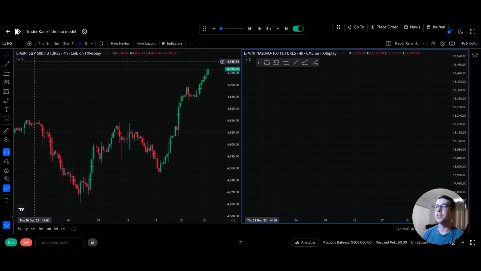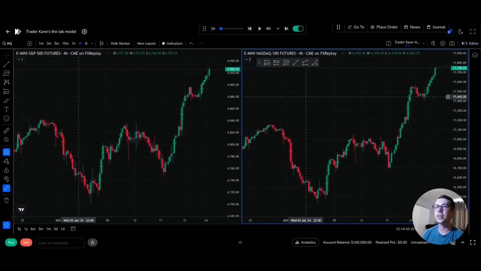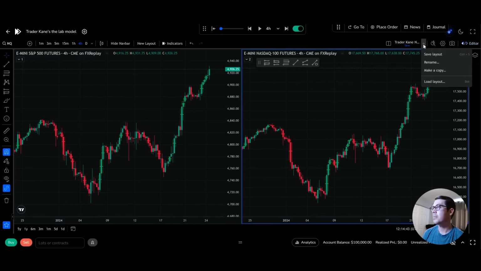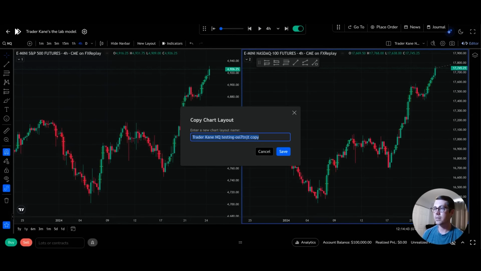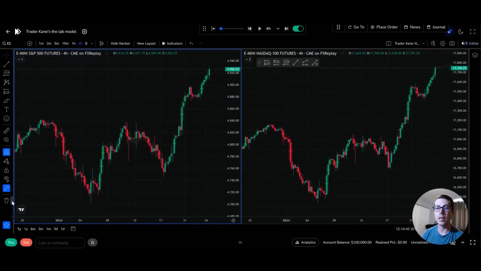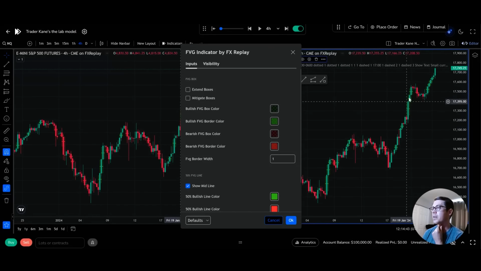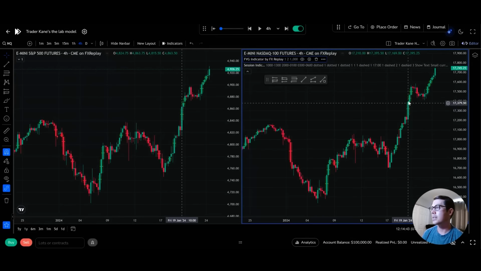I'll get my chart set up here, and you can see I have ES on the left, NQ on the right. I'm going to make a copy of this layout so I have it for the stream with no drawing tools. So I'll get this saved. I'll delete all my previous drawings, so we have totally fresh charts. And then the only indicator I have is FX Replay's fair value gap indicator. It's going to show me all these fair value gaps. And I turned off the mitigate boxes tags so that I can still see them after they've been filled. It's going to be helpful to identify.